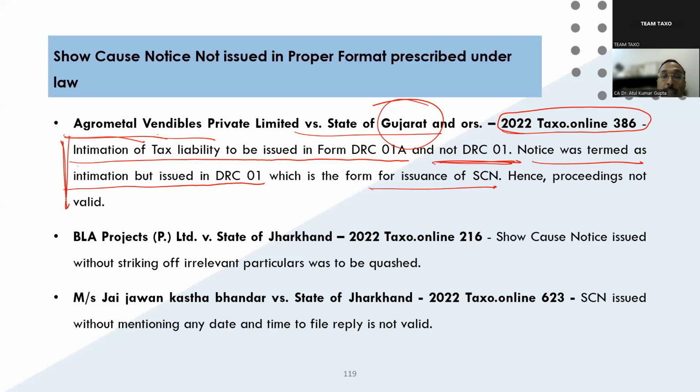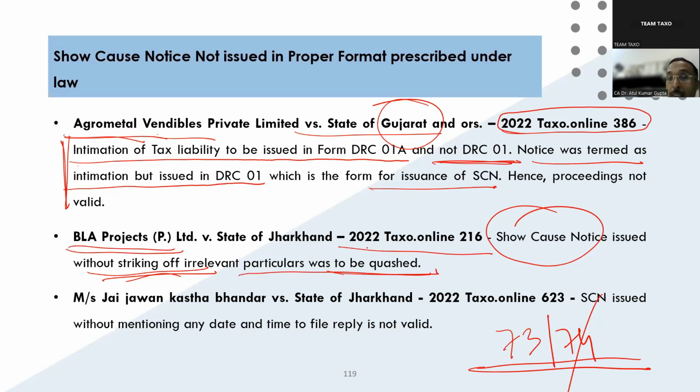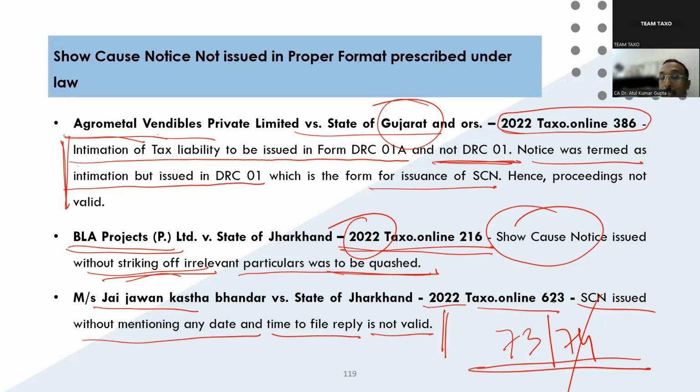Then there are cases where the department issues the show cause notice but has not struck off the irrelevant provision, such as section 74, and issues the notice citing both sections. Again, that is bad in law. Such an ambiguous show cause notice was quashed in the BLA Project case, 2022 TAXO.online 216. Then, an SCN issued without mentioning any date and time to file the reply is also not valid, as you can see in the Jajwan Kastha case, 2022 TAXO.online 623.